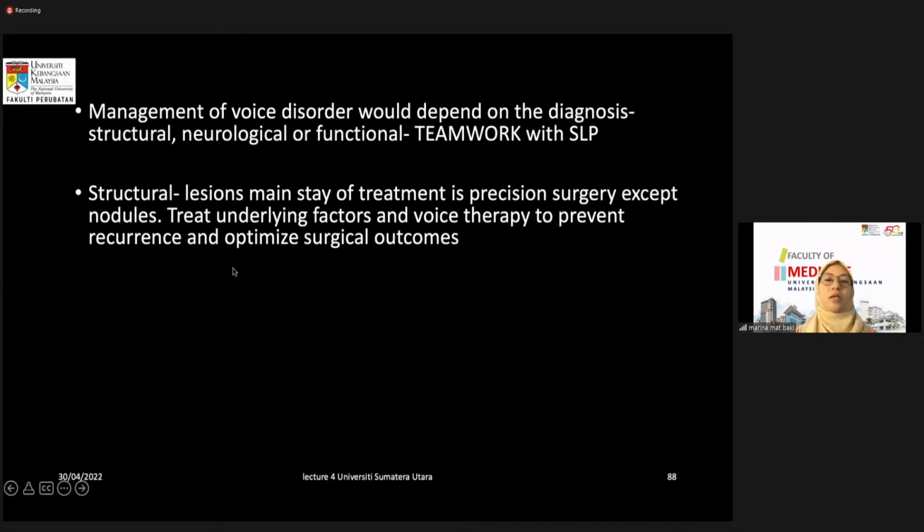For structural lesions, the mainstay of treatment is precision surgery, except for nodules. For nodules, the mainstay of treatment is medical treatment first. However, in recalcitrant nodules, you still have to do surgery, but you need to tell the patient it will come back if you don't stick to vocal hygiene. And you also have to treat the underlying factors. Voice therapy is also important.